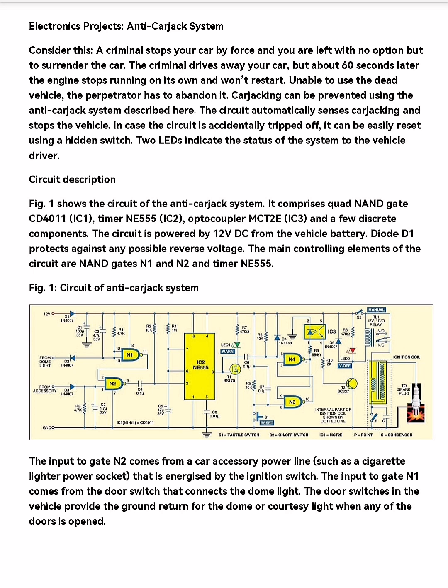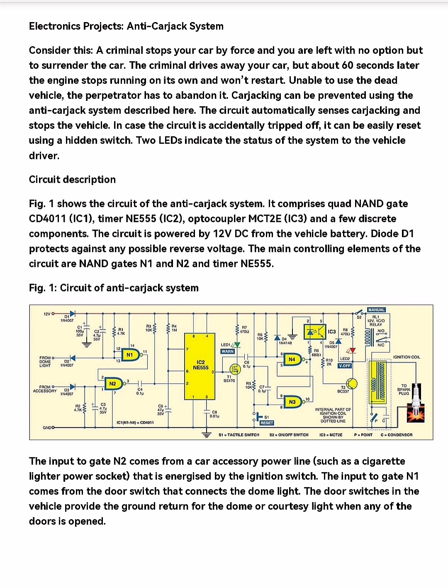Circuit description. Fig. 1 shows the circuit of the anti-carjack system. It comprises quad NAND gate CD4011 (IC1), timer NE555 (IC2), optocoupler MCT2E (IC3) and a few discrete components. The circuit is powered by 12 volts DC from the vehicle battery. Diode D1 protects against any possible reverse voltage. The main controlling elements of the circuit are NAND gates N1 and N2 and timer NE555.